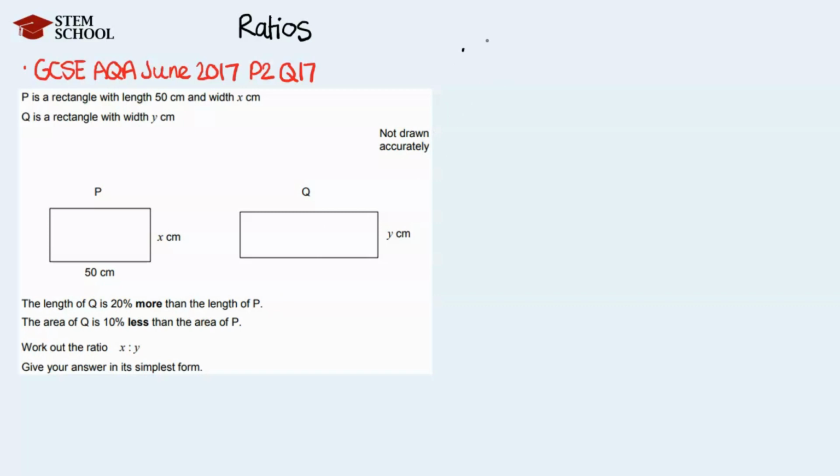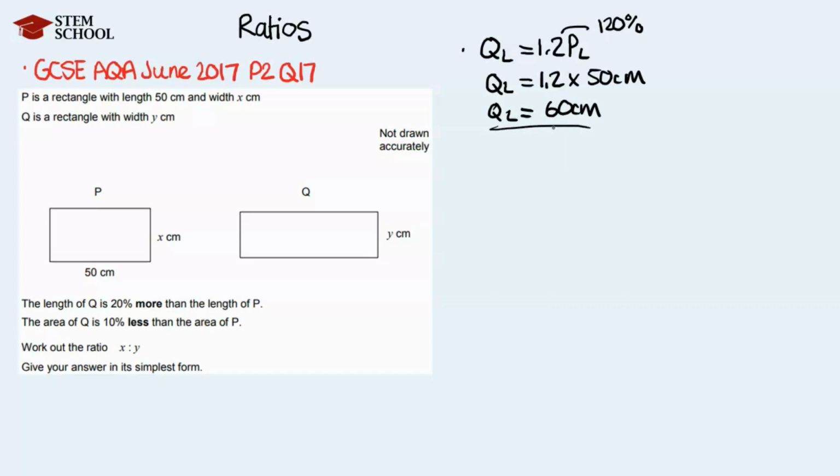So the first thing that we can say is that the length of Q, QL, is equal to 1.2 multiplied by the length of P, PL. And this 1.2 is simply 120% written in decimal form because we're told that it's 20% more than the length of P, okay? So we can sub in what we know to figure this out. We can say QL is equal to 1.2 times the length of P, which is 50 centimeters. And this will come down to 60 centimeters. Okay, so we figured this bit out.